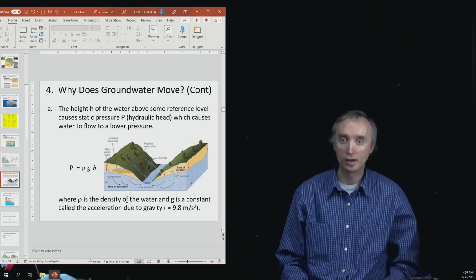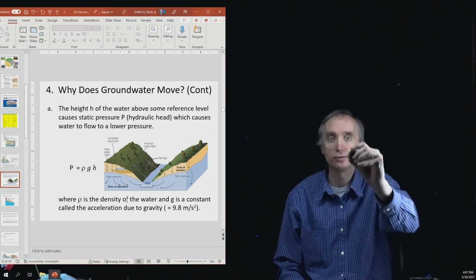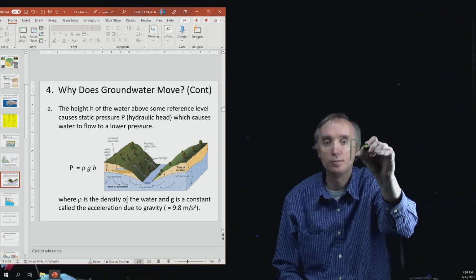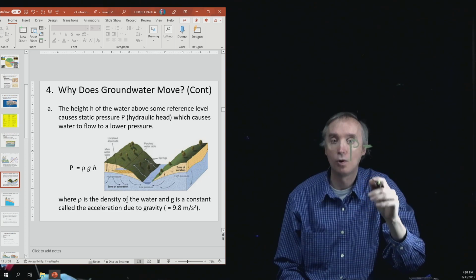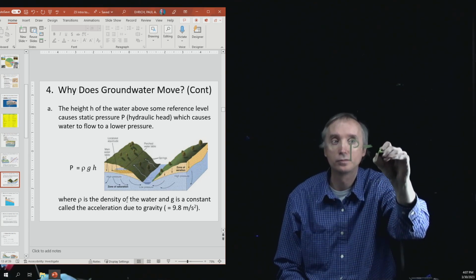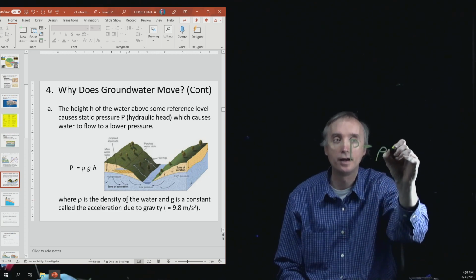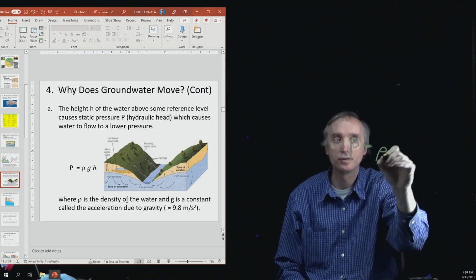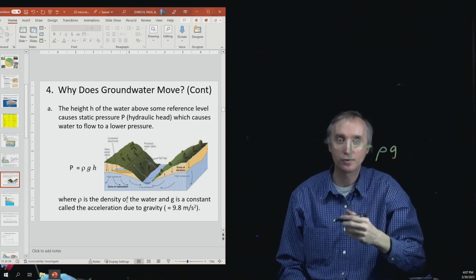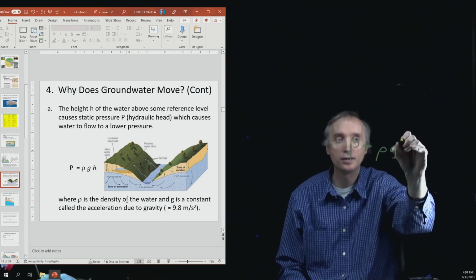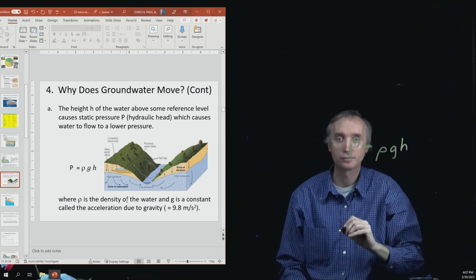So our formula is going to be P, for pressure, is equal to the density of the water multiplied by gravity. This is called the acceleration due to gravity, but it's essentially gravity. And then it's also going to depend on the height.